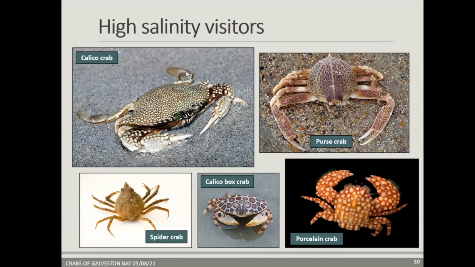This is another swimming crab. This is a calico crab. It looks a lot like a blue crab, except it's spotted. This is a purse crab. My students found one of these last fall in Christmas Bay. Spider crabs every once in a while make their way up into Galveston Bay. Box crabs and porcelain crabs. So all of these are Gulf crabs that have been found in the bay, but they're not residents of the bay because they need high salinity.